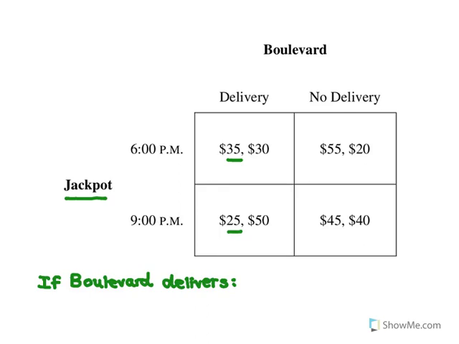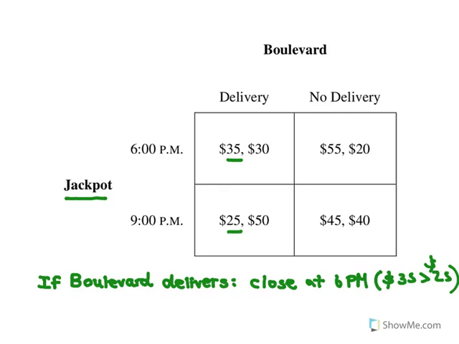So what would you rather have? Would you rather have $35 or $25 if you are Jackpot? Well, you'd rather have $35. So that means Jackpot would want to close at 6 p.m. And sometimes in a question, they'll have you explain your reasoning using numbers in the chart. And this is how I would explain. I would just say, okay, 35 is bigger than 25, right? So if Boulevard delivers, you should close at 6 p.m.